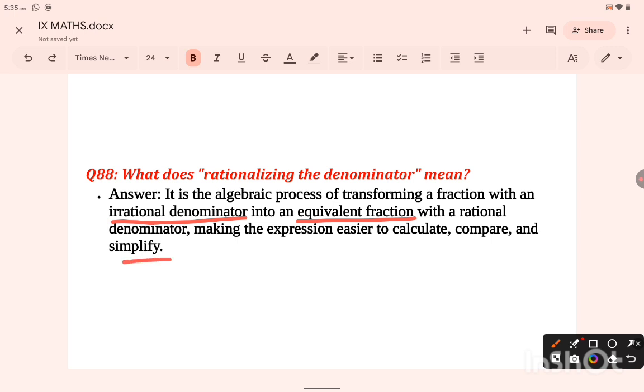What does rationalizing the denominator mean? The main reason for rationalizing the denominator is to make an irrational number denominator a rational number denominator. To make an irrational number denominator into a rational denominator.